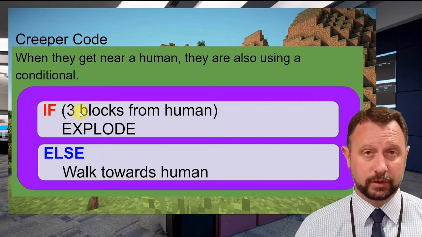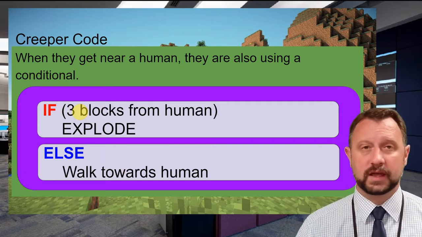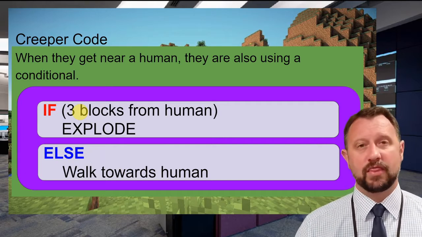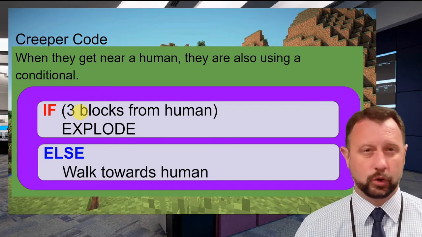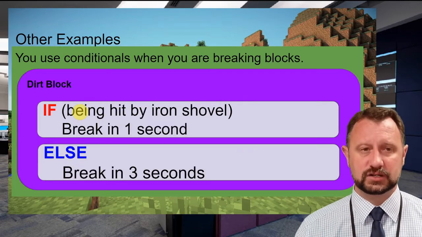How do you get away from a creeper? You have to get further away than 16 blocks. So that whole idea of how a creeper works is this idea of a conditional.